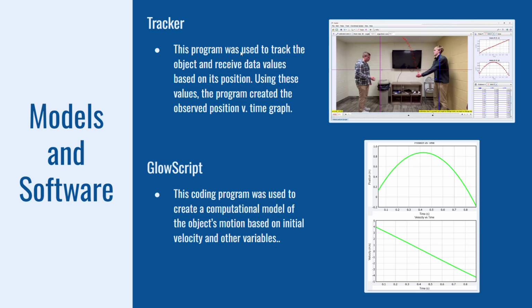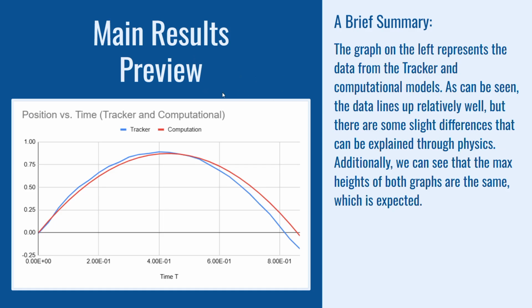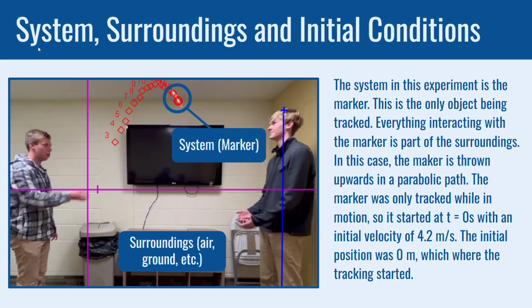Now, Tracker was used to extract data from the video, and then GlowScript was used to code the second model. So each of these made one of our models. For a quick preview of the main results, you can see both models overlaid onto one here, and the maximum heights there at the top of the curve are almost exactly the same, which is what we are kind of looking for. And then the differences in the curves anywhere else can be explained through some physics, which we'll get into.